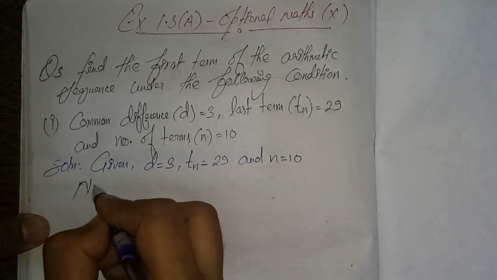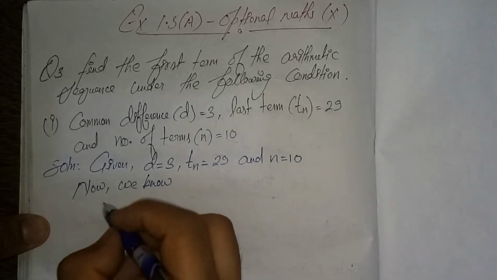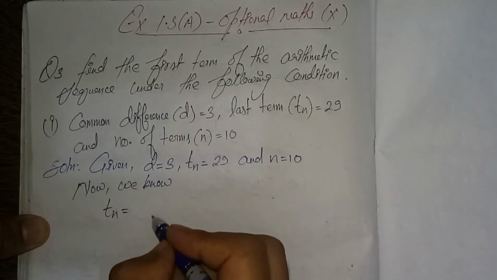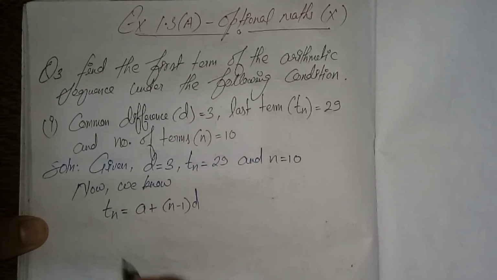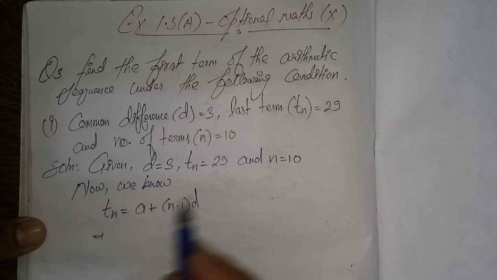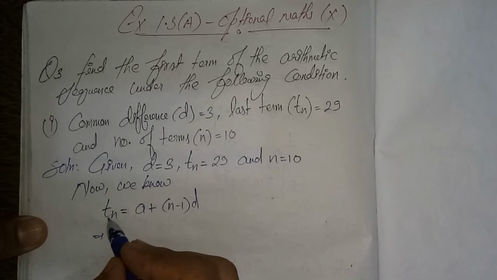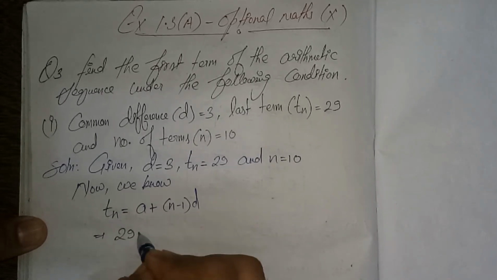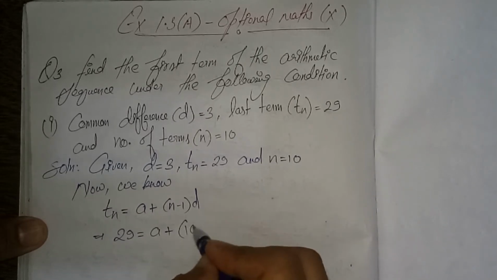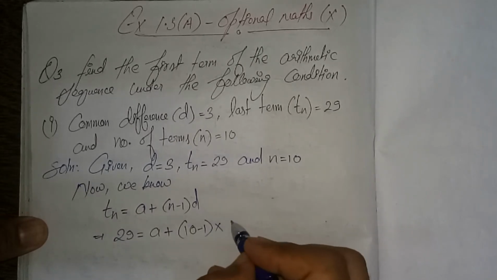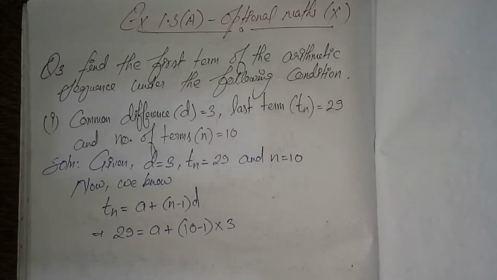Now we know Tn equals a plus (n minus 1) d, right? This implies, now start putting the values of Tn, a, d and n over here. The value of Tn is 29, equals a, which is not given and which we have to find, plus n is 10 minus 1, multiplied by d, which is 3. So we have just written the given values in the formula.